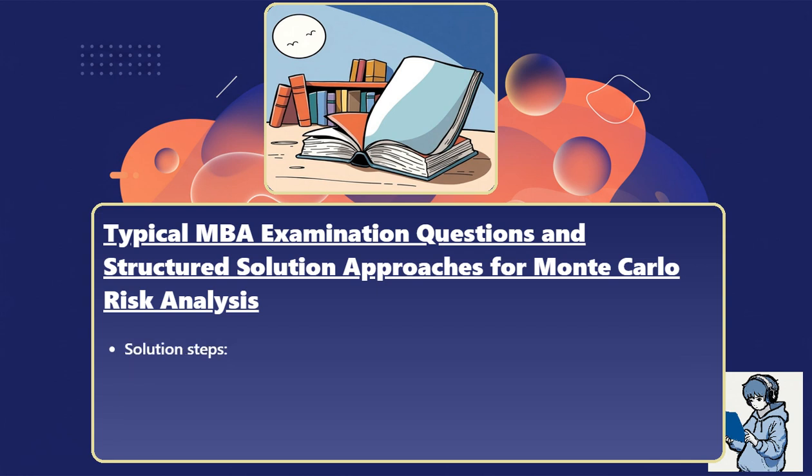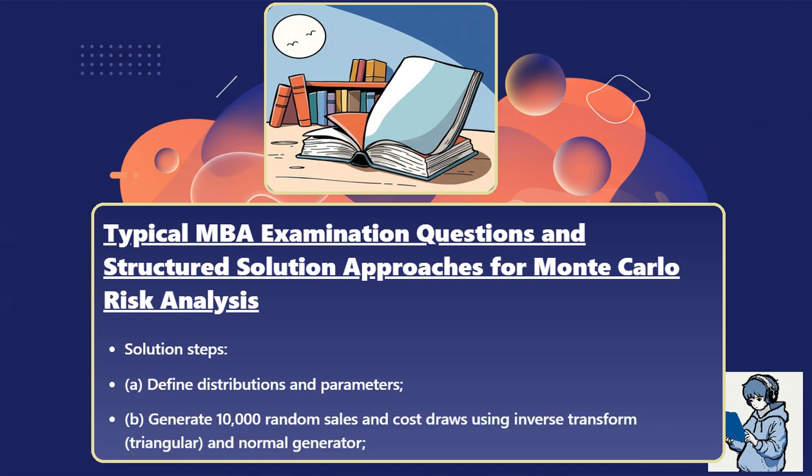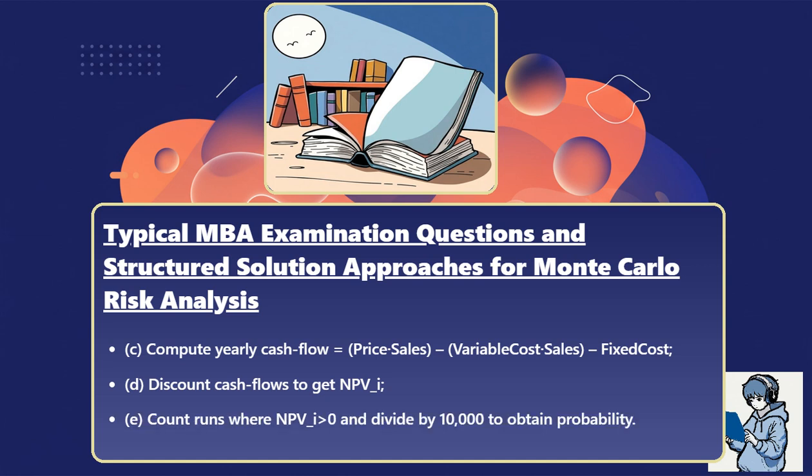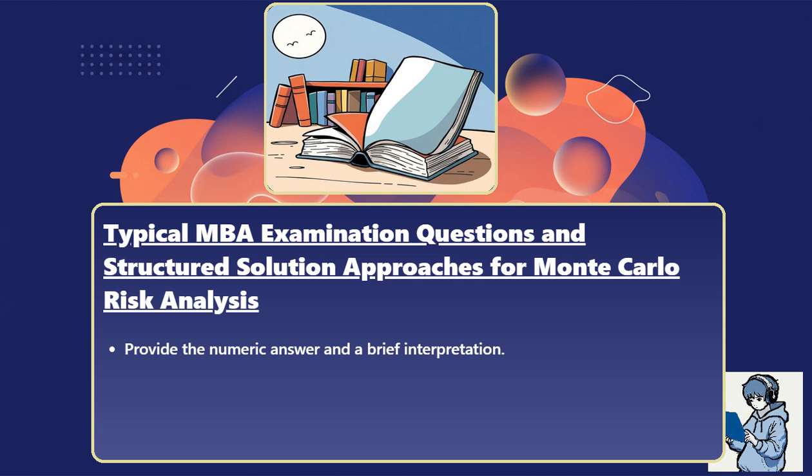Solution steps. A. Define distributions and parameters. B. Generate 10,000 random sales and cost draws using inverse transform triangular and normal generator. C. Compute yearly cash flow equals price times sales minus variable cost times sales minus fixed cost. D. Discount cash flows to get NPV_i. E. Count runs where NPV_i is greater than 0 and divide by 10,000 to obtain probability. Provide the numeric answer and a brief interpretation.